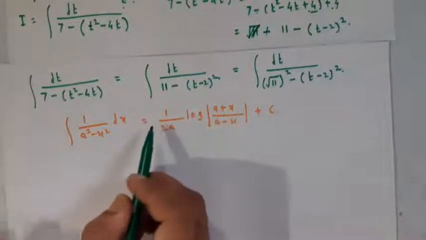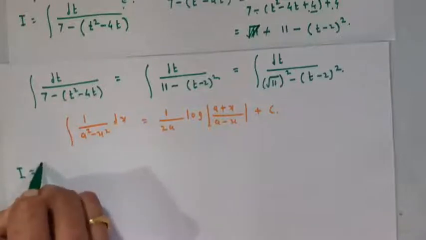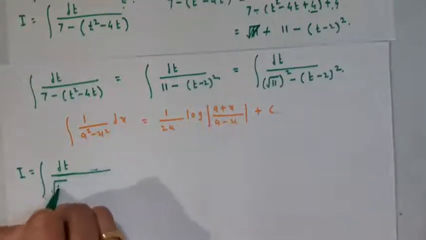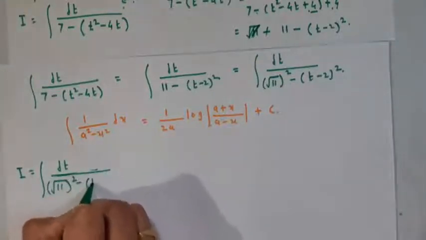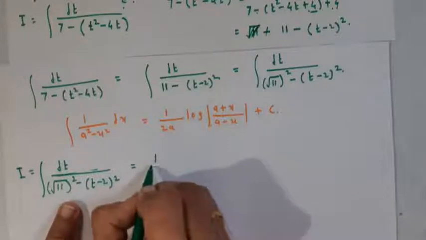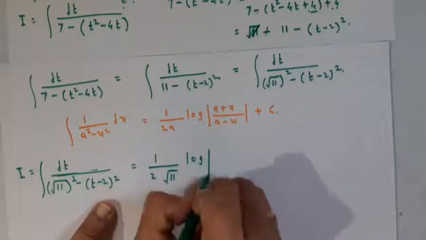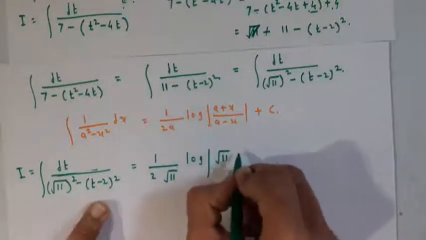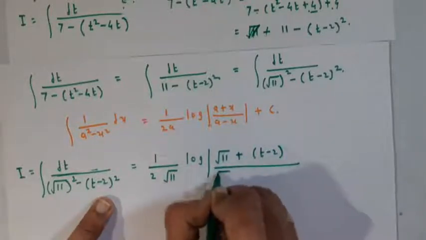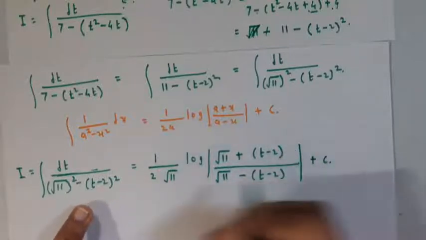By using this formula, the integration with respect to t of 1 upon square root of 11 whole square minus t minus 2 whole square is 1 upon 2a, which means 1 upon 2 root 11, log of a plus x. Here a means root 11 plus x, and x means t minus 2, upon root 11 minus t minus 2, plus constant of integration c.